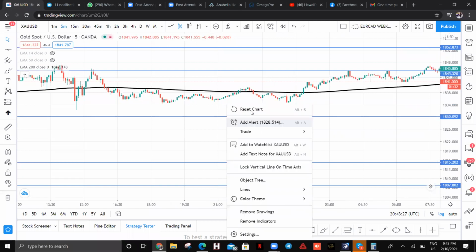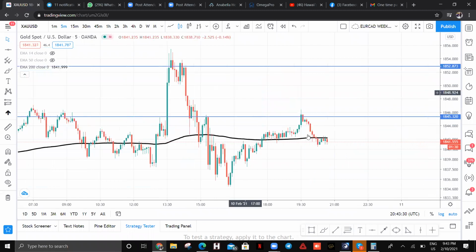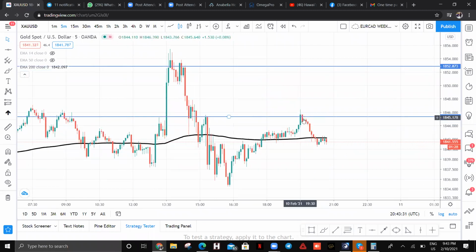Let me reset. I'm still on the sell for here. I took the sell here. I didn't take it from here. I missed this one because I was on a Zoom call, so I didn't take it. But I took this one. This guy closed there, and I'm still in profit for this particular sell.